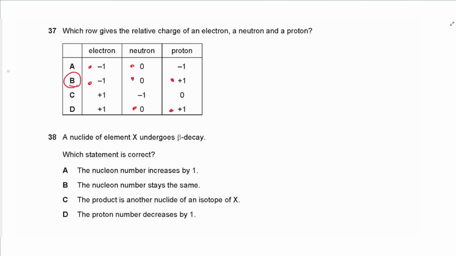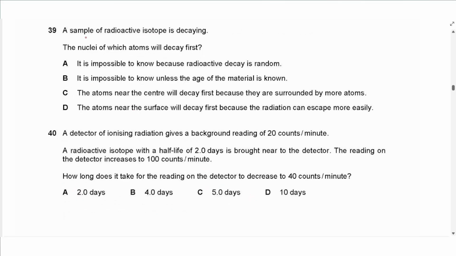Question 38 says a nuclide of element X undergoes beta decay. Which statement is correct? The nucleon number increases by 1. No, the nucleon number does not change. The nucleon number stays the same. Yes. The product is another nuclide of an isotope of X. An isotope would have the same proton number, but beta decay changes the proton number. The proton number decreases by 1. No, it increases by 1. So we choose B.